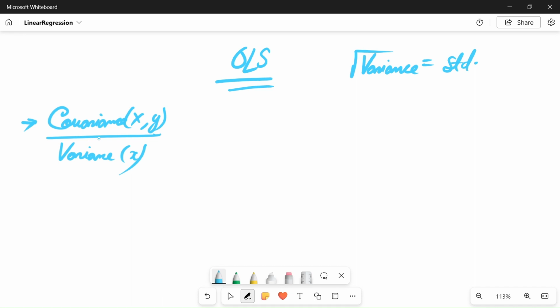And when I've written variance of x, what I mean is just a representation of the average distance of a point in the independent data set, in your independent variable, so standard deviation.